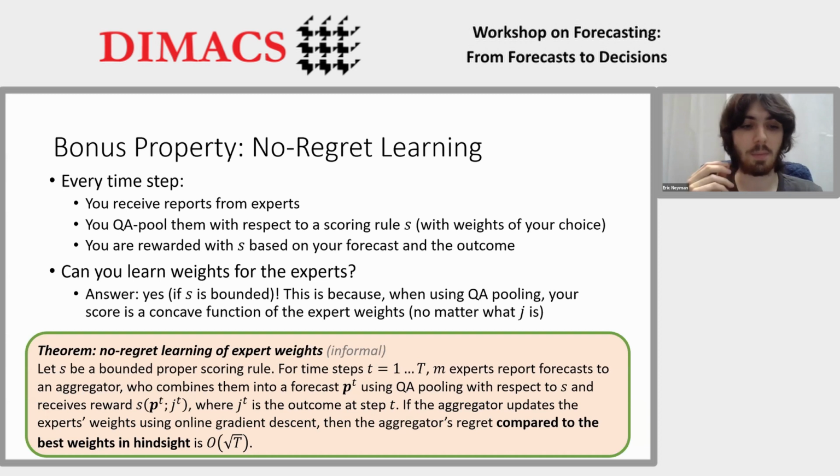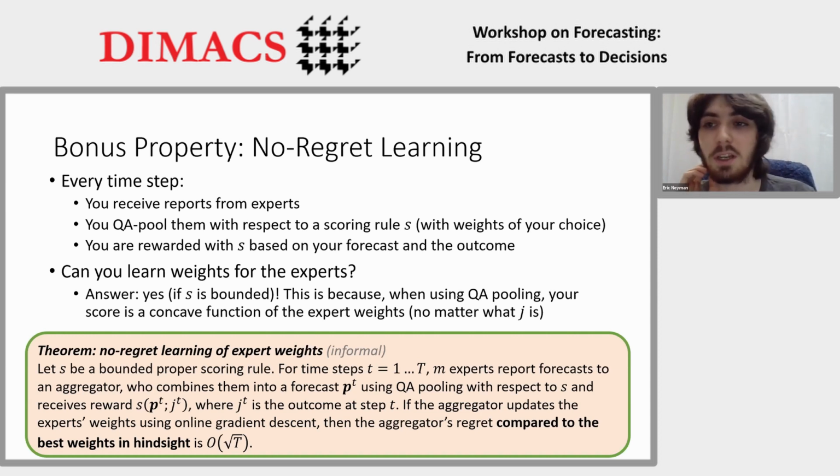At each time step, you choose weights, and your goal is to maximize your score. And so the interesting thing is that if you use an algorithm such as online gradient descent, then you'll end up choosing weights in a way such that your score will be almost as large as if you had chosen the best weight vector in hindsight. So this is a pretty strong guarantee, right? I'm not saying compared to the best expert in hindsight. I'm saying the best possible weighted average, weighted QA pool of the experts in hindsight.